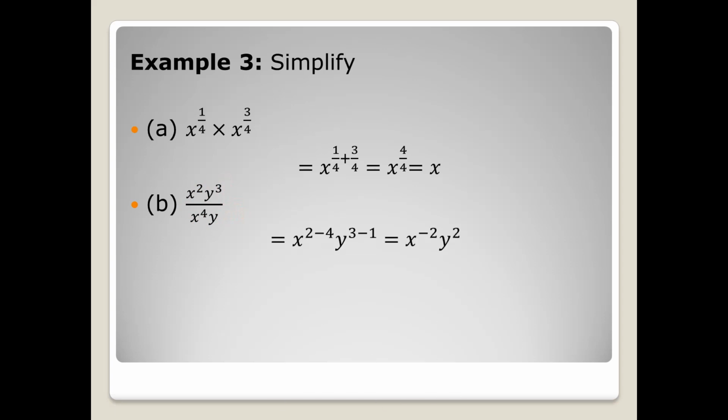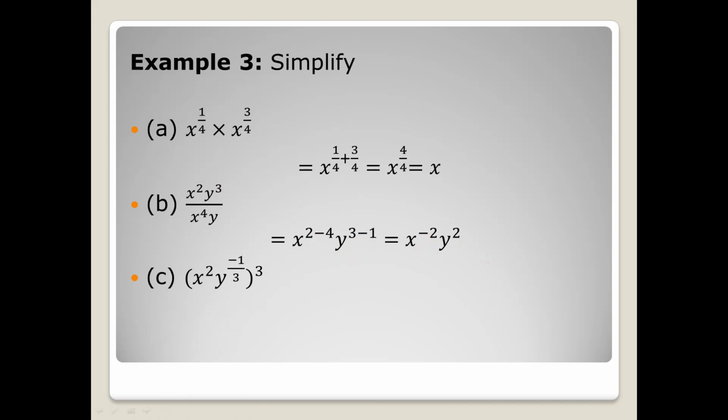So the answer will be like this: x to the power of 2 minus 4 multiplied by y to the power of 3 minus 1. So here we subtracted the indices of x, and here we subtracted the indices of y. So 2 minus 4 is minus 2. So x will have the index minus 2, and y will have the index of 2. So this is the answer.